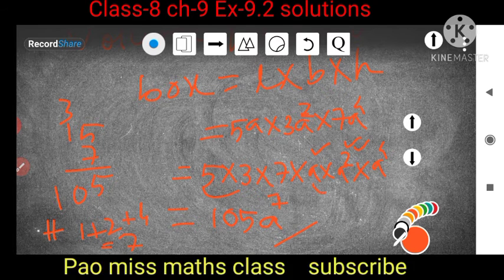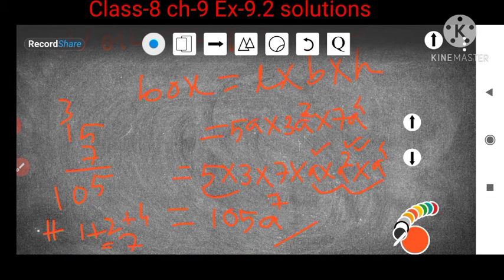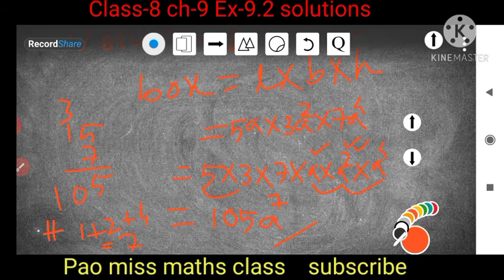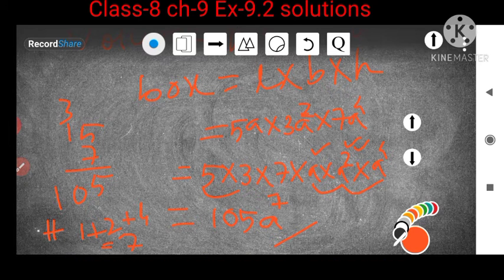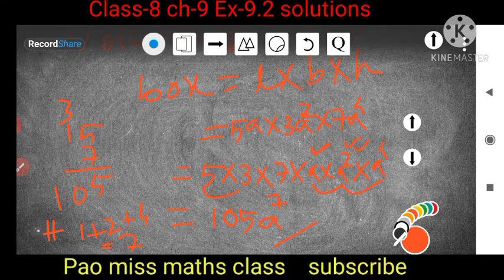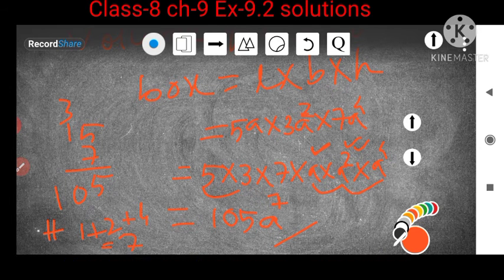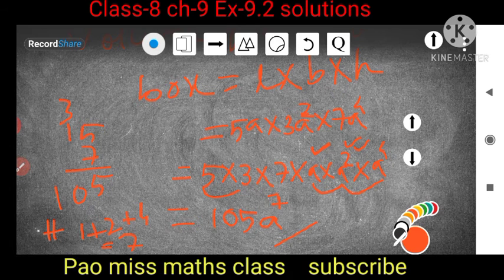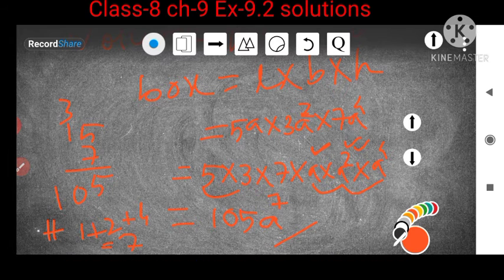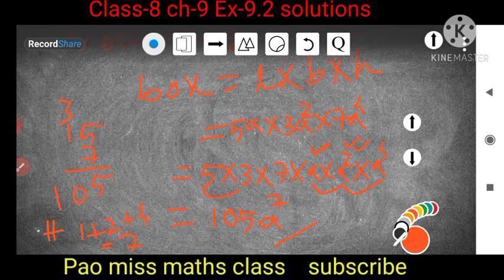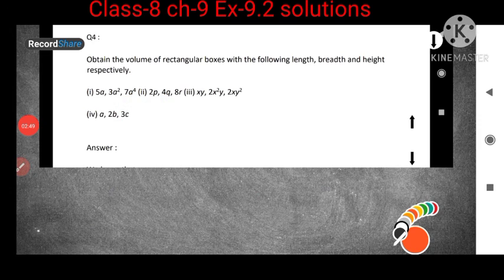Okay, because here all are the same variable, isn't it? They are the same variable, so the powers will be added. If there is no power, we have to take that as 1. So 1 plus 2 is equal to 3, 3 plus 4 equal to 7. So what is the answer? The answer is 105 a to the power 7. Okay, hope you have understood. Now come to the next question. What was the next question here?